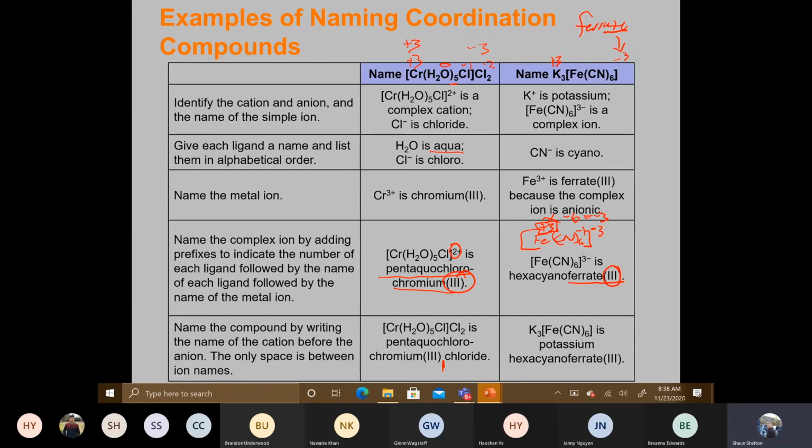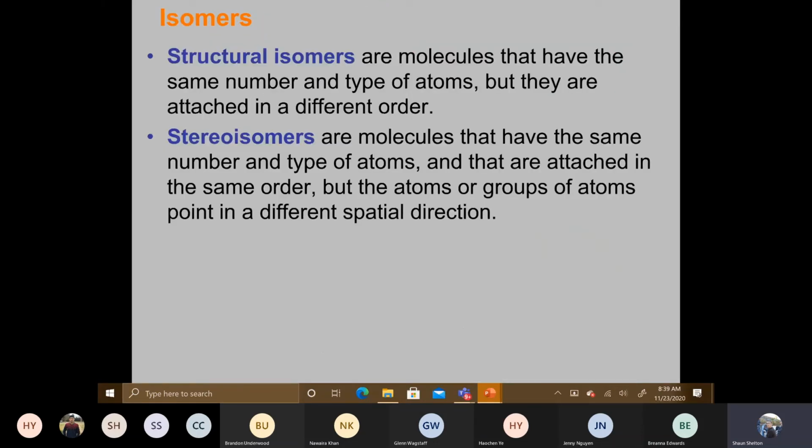I might try to do a supplement video with this after I get done. I've got at least one video to make for the crystal field theory. All right, so let's talk about structures here. This is the last thing I'm going to discuss today.